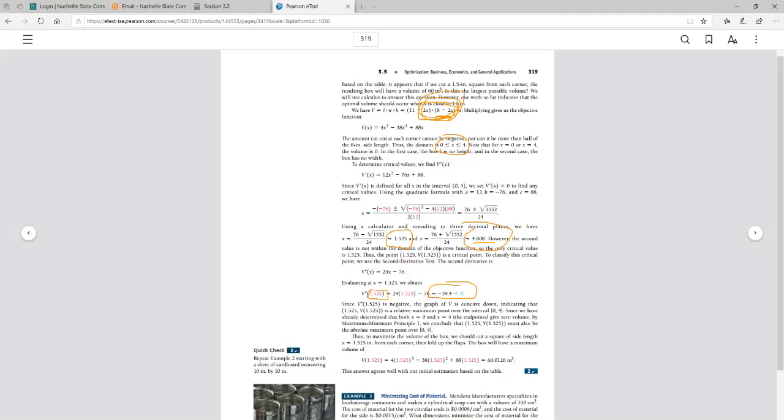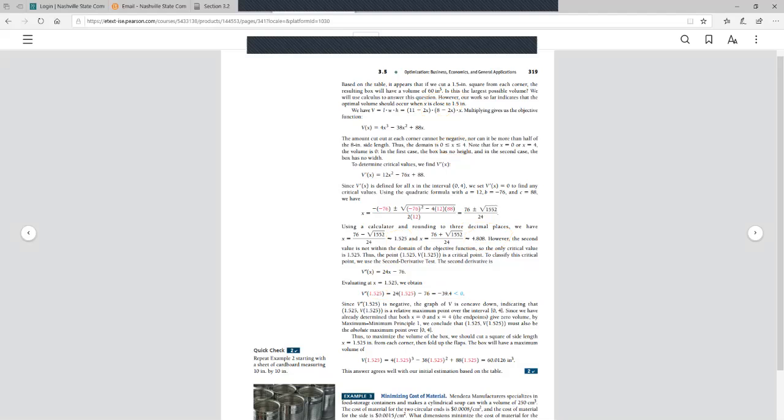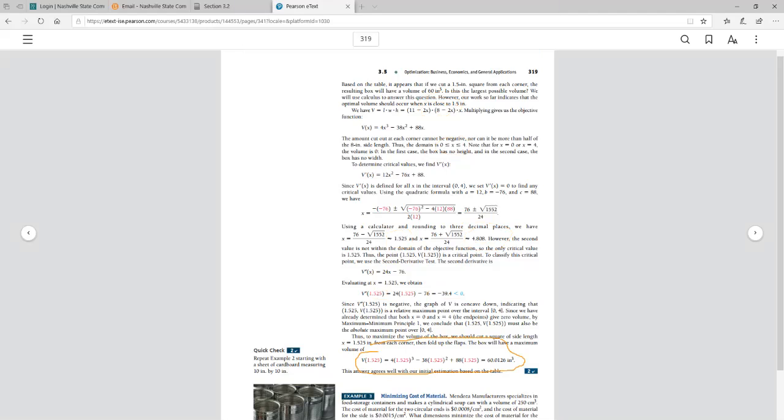So 1.525 is going to give us our only critical value in the domain. We know it's a maximum, and if we plug that 1.525 back into the volume equation, or the volume function, we see that a little over 60 cubic inches is going to be the biggest box you can make with that piece of cardboard.